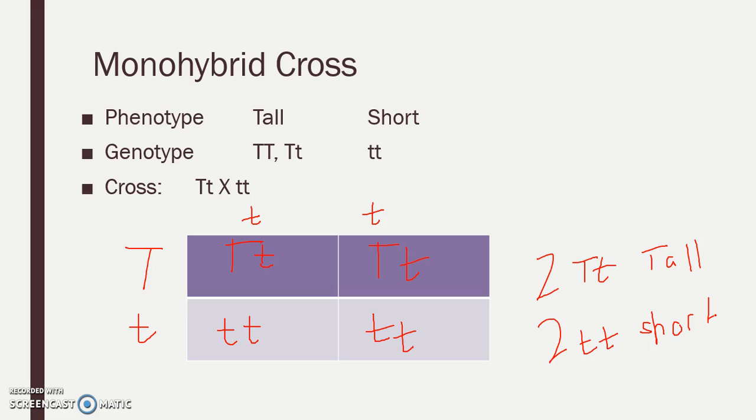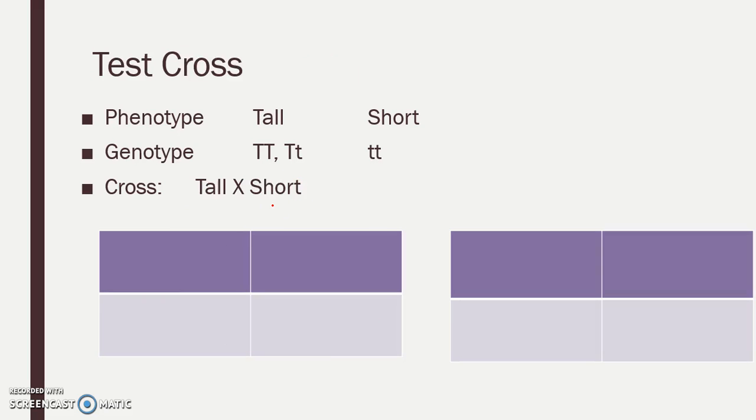Okay, that's the monohybrid cross, and you can do any type of problem as long as it only has one trait. And just as a general rule, I always put what's first down the side and what's second across the top. Okay, well, because we do not know the genotype of tall by looking at a tall pea plant, we need to perform a test cross.